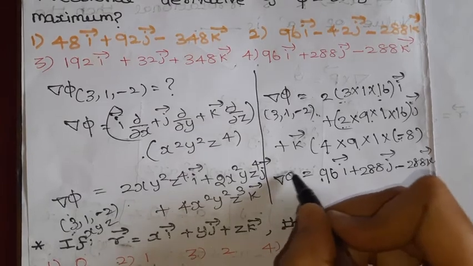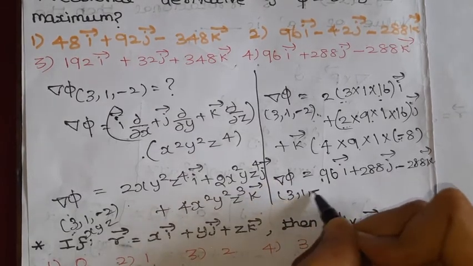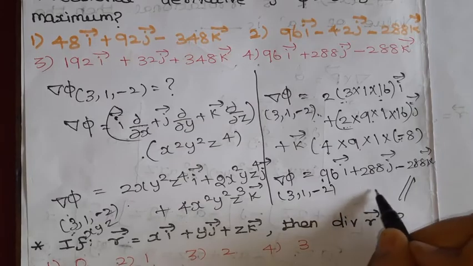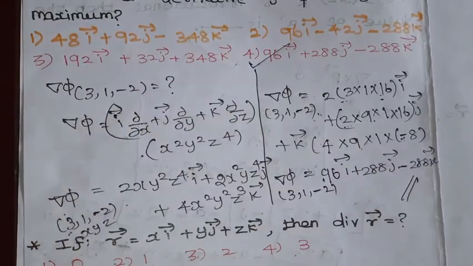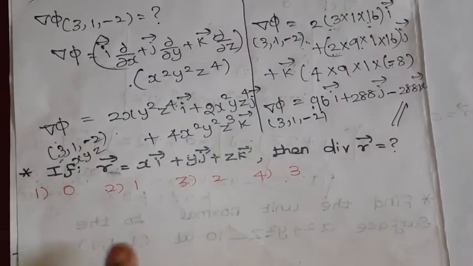This is the del phi maximum directional derivative at this point: 96i plus 288j minus 288k. This is option 4. Then move on to the next one.